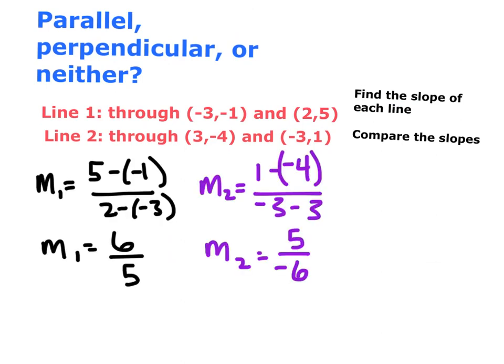All right, the slope of line 1 was 6 over 5, whereas the slope of line 2 was 5 over -6, which is the same thing as just -5 over 6. And so here we see that each of these have been flipped. We have one positive and one negative. These are opposite reciprocals. So these two lines must be perpendicular. All right, and that's finding slopes of lines.